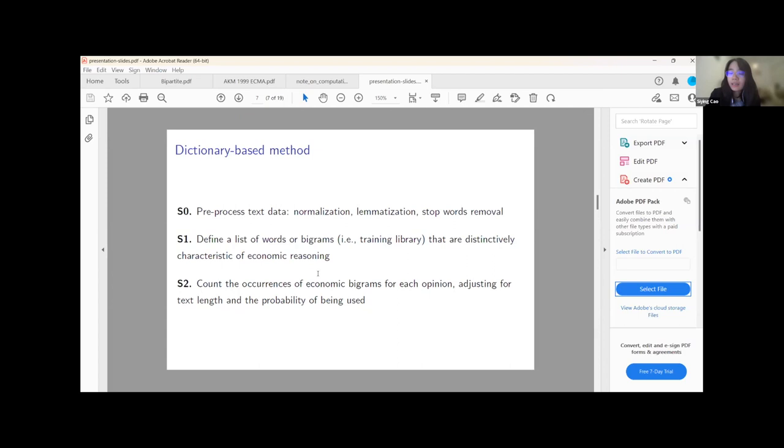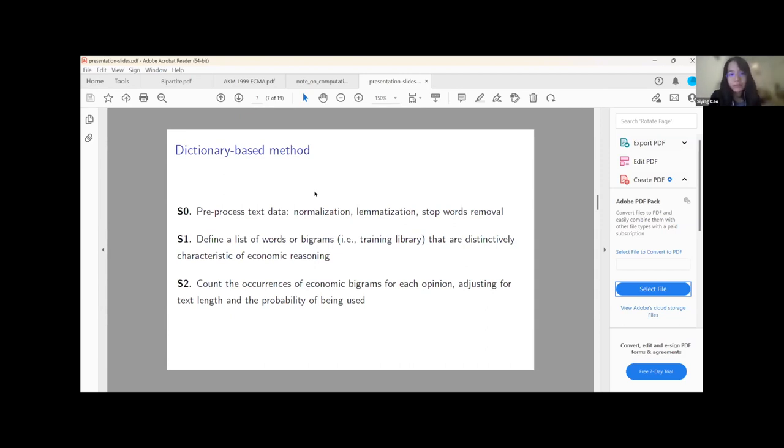And then the methodology that I came up with is a very simple tool called the dictionary-based method. I don't think this has been extensively used in computational antitrust, but it's definitely one of the important tools in computational linguistics, machine learning, and natural language processing, and all these more recent advances. The workflow works like the following. First of all, I pre-process the text data to turn the unstructured text data into something that is computable.